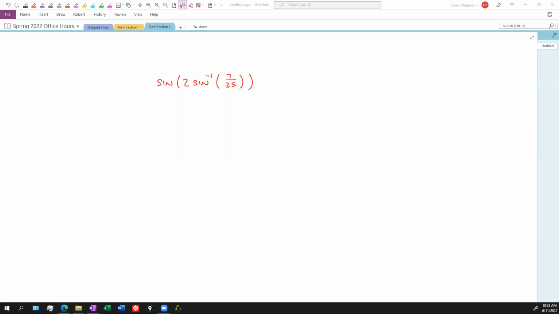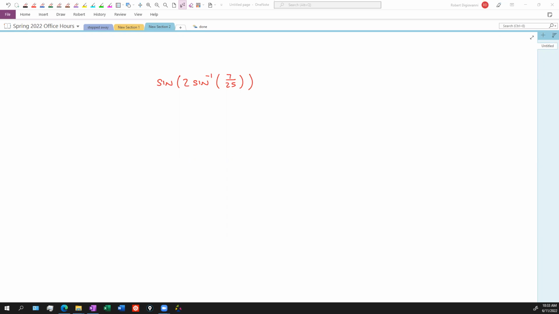Hey, hello class. I've had a few students ask me about this question, and I wanted to go through the explanation on how to do this. This is actually from pre-calculus. You probably ran into this, so it's been a little while.